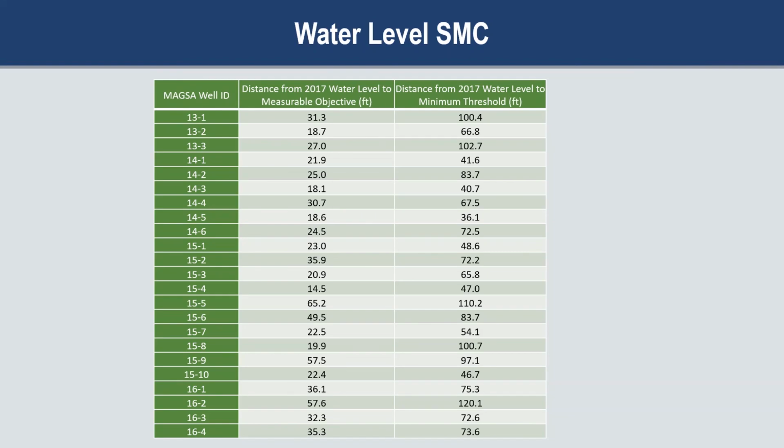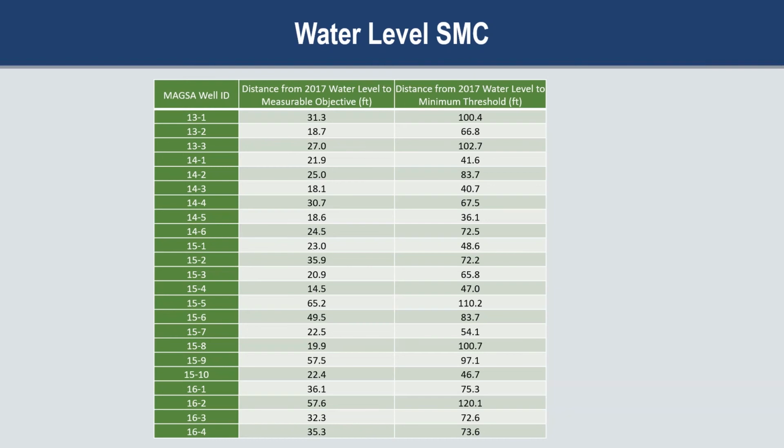Okay, so here's a table that might interest you. On the left we have the MAGSA well ID, and in a couple slides, I'll have a map with where those wells are located. The second column is the distance from the 2017 water elevation to the measurable objective. So that's how far the water level will drop from the 2017 elevation to the measurable objective. And the last column is the distance from 2017 water level to the minimum threshold. So that's how far the water level dropped from the 2017 water level to the minimum threshold.